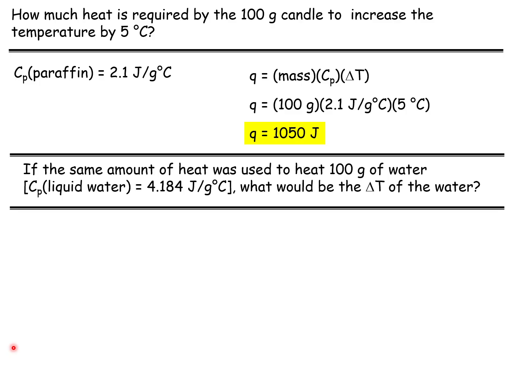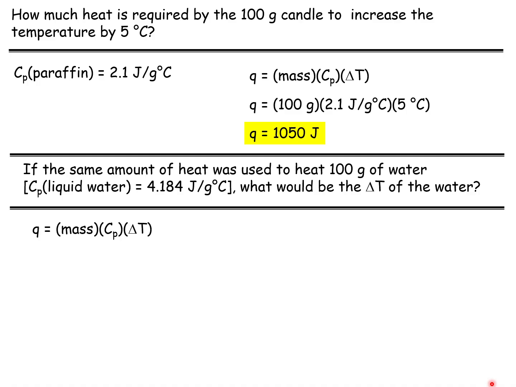Looking at a different substance, if we had the same amount of heat and we tried to warm 100 grams of water, so same mass, different substance, and we're given the specific heat capacity of liquid water. You have to be sure that you have the right state of matter because the specific heat capacity of ice and gaseous water is only about 2 joules per gram degree C. So liquid water has a higher heat capacity than the other two states of matter. And we want to know what the delta T would be for the water in this case.